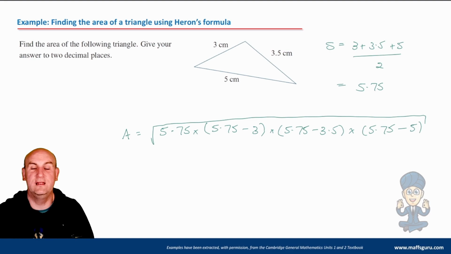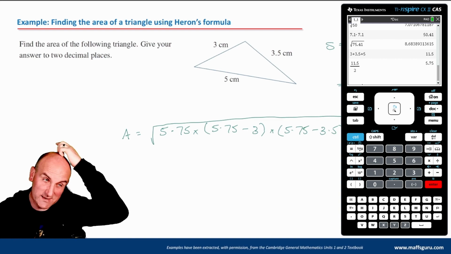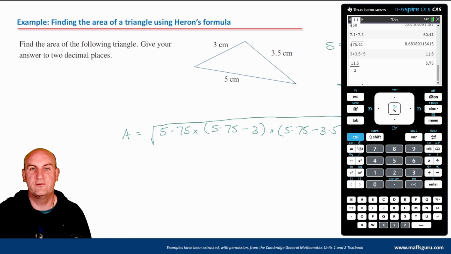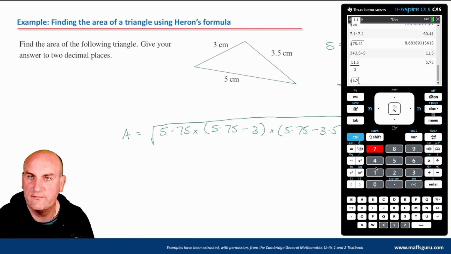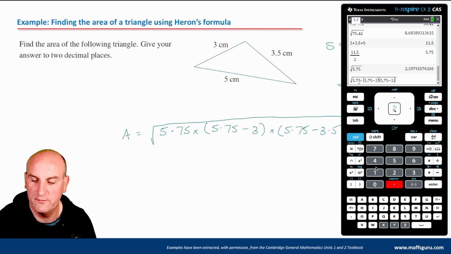Now again, that looks really, really long. I know that. So again, firing up my calculator, and again, I'm using the TI Inspire. ClassPad guys, it's exactly the same for you guys. So I'm going to do the square root of 5.75, times, open brackets, 5.75 minus 3, close brackets, open brackets, 5.75 minus 3.5, close brackets, open brackets, 5.75 minus 5.